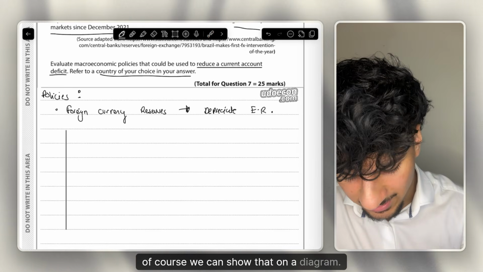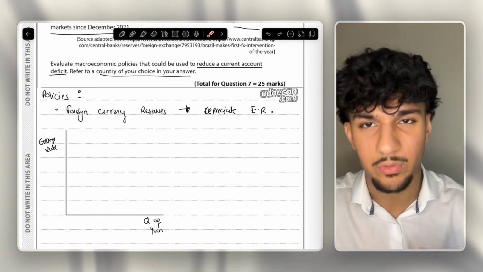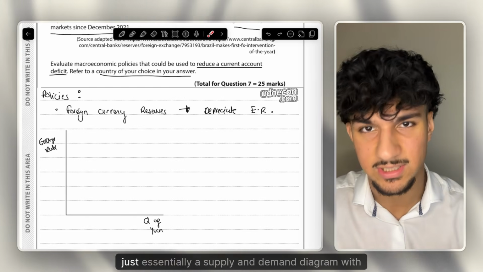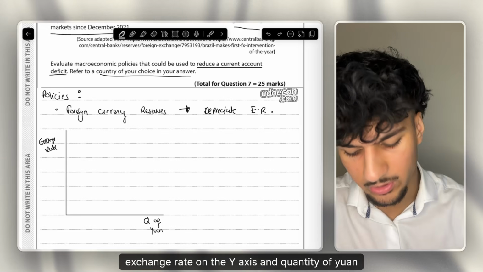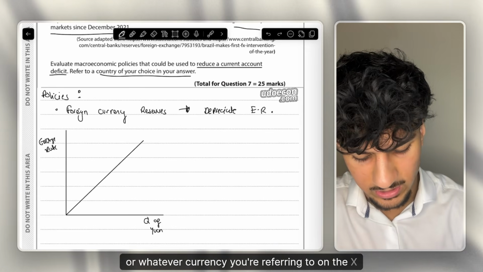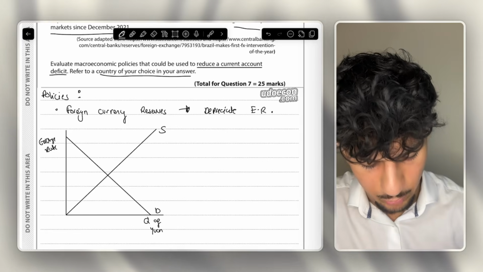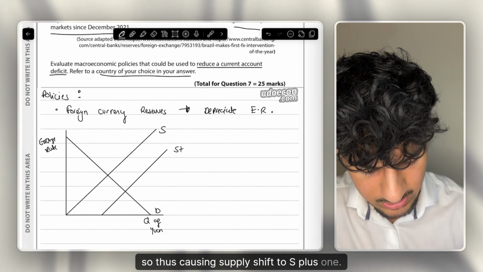Of course, we can show that on a diagram. And what diagram is this? This is the exchange rate diagram. Now, this is a great diagram I emphasize students to make sure you remember, since it's very simple, just essentially a supply and demand diagram with the exchange rate on the y-axis and quantity of yuan or whatever currency you're referring to on the x-axis. And here we just have our supply and demand, and like we said, we're going to get an increase in supply of yuan, thus causing supply to shift to S plus 1.